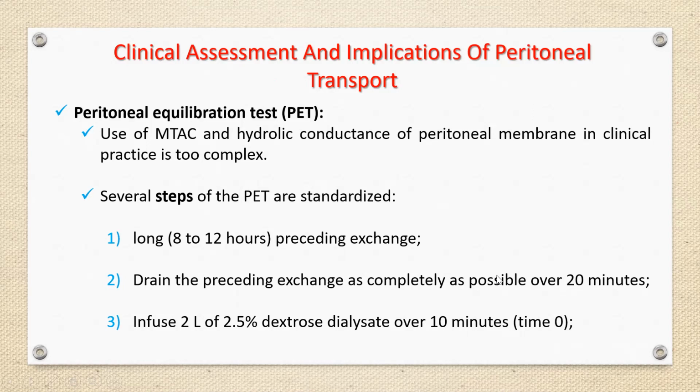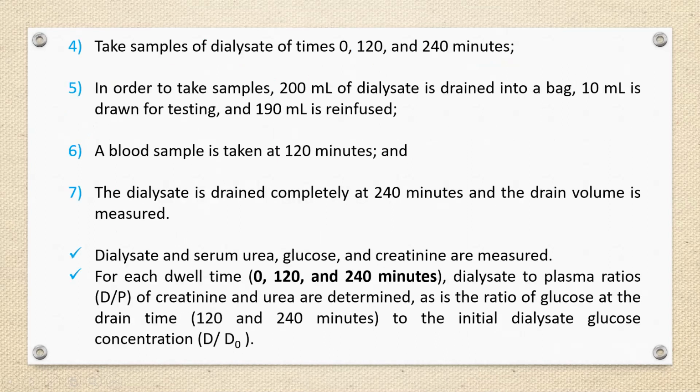There should first be an 8 to 12 hour dwell, then the patient should drain the preceding exchange as completely as possible over 20 minutes. Infuse 2 liters of 2.5% dextrose dialysate over 10 minutes. That will be considered as time 0. We will take samples of the dialysate at time 0, 120 minutes and 240 minutes, that is 0, 2 hours and 4 hours.